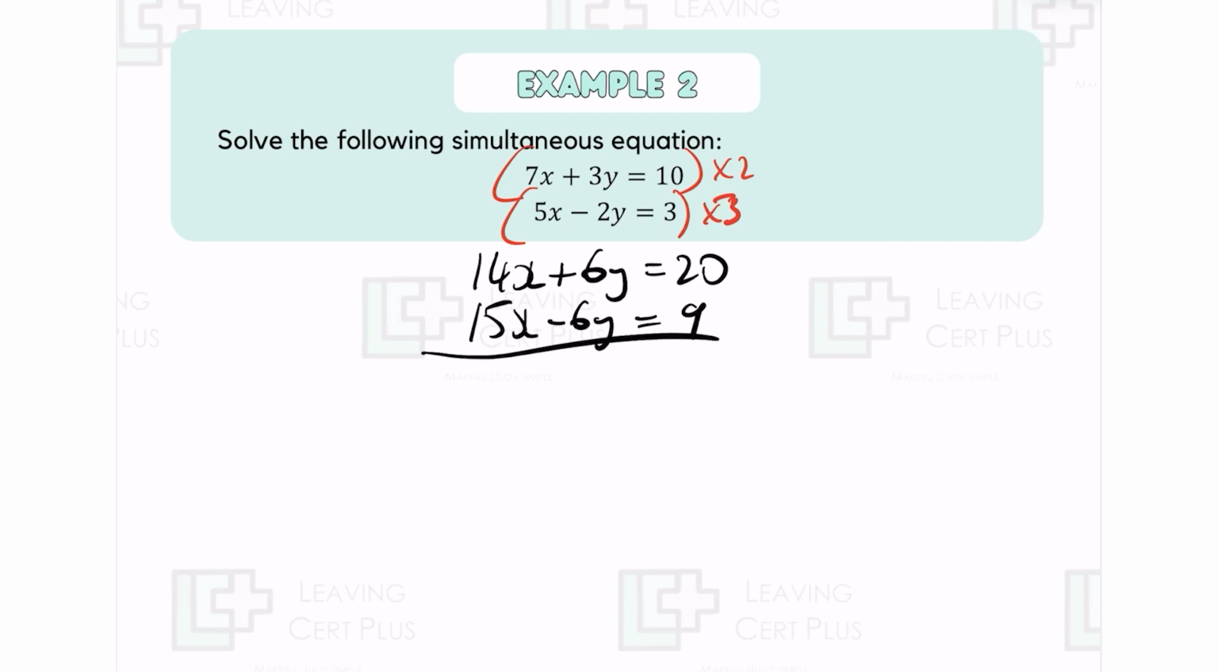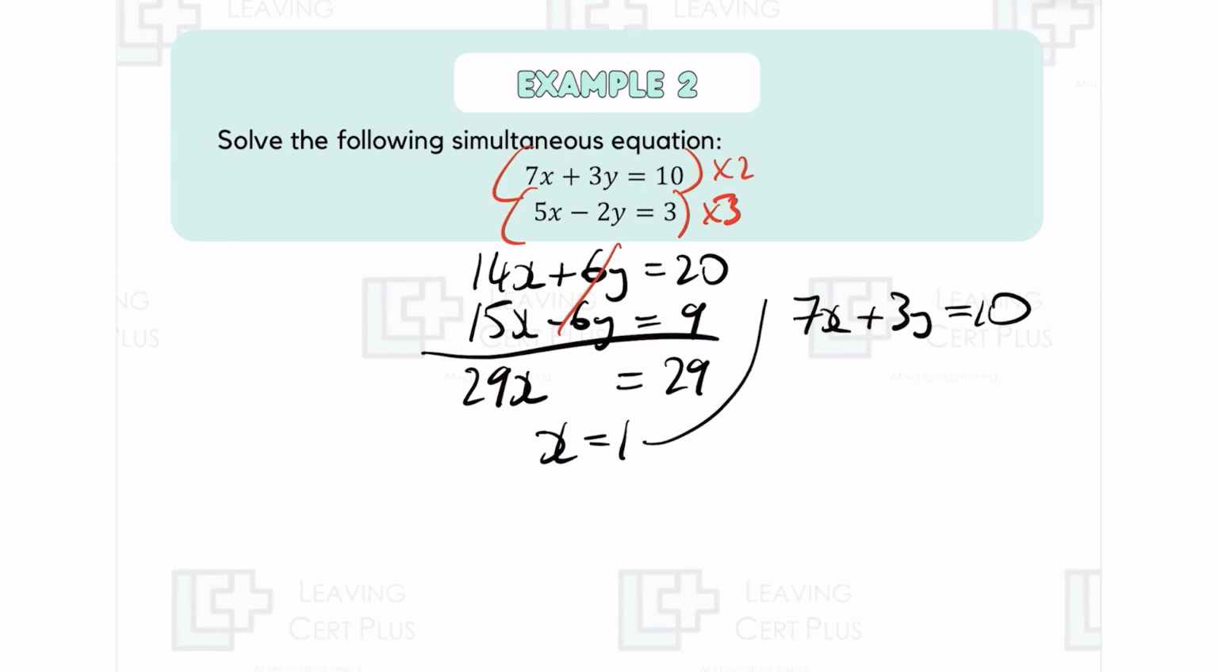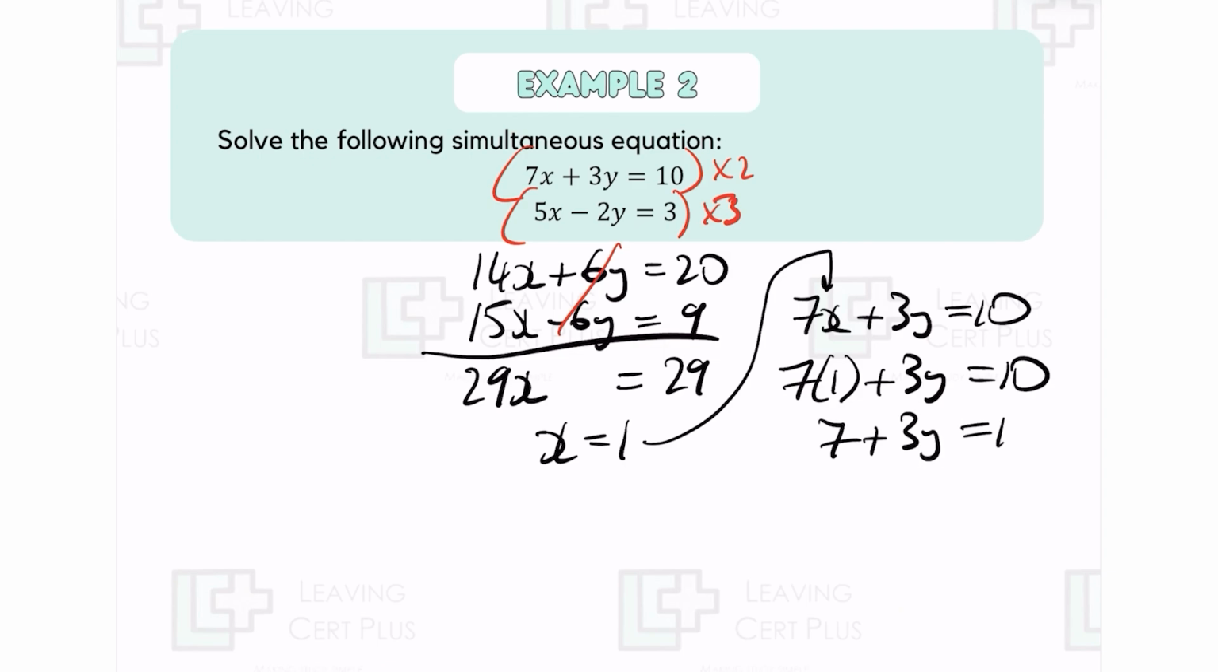And then we add the rows together. You can see that the y variables are already going to go. So I have 29x equals 29 and x is 1. I'm taking the top row again. So it's 7x plus 3y equals 10. And what I'm going to do is put the 1 back in instead of the x. So 7 by 1 plus 3y equals 10. 7 plus 3y equals 10. Take 7 from both sides and that leaves you with 3. So y is 1 and we are done.